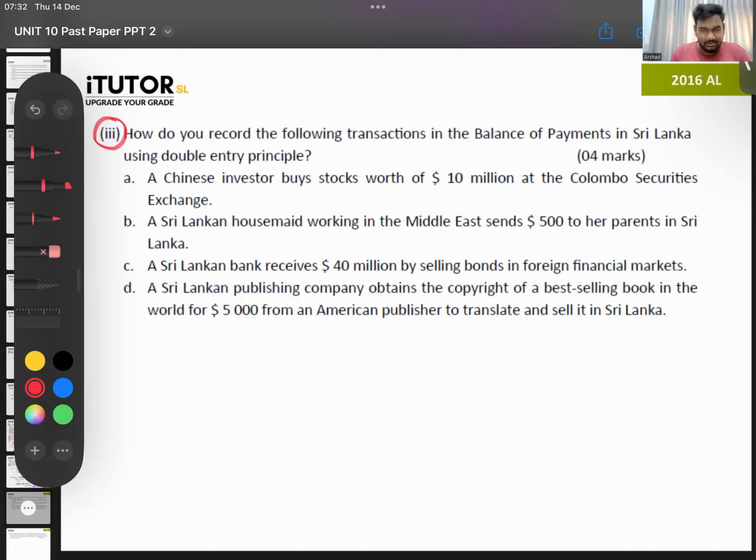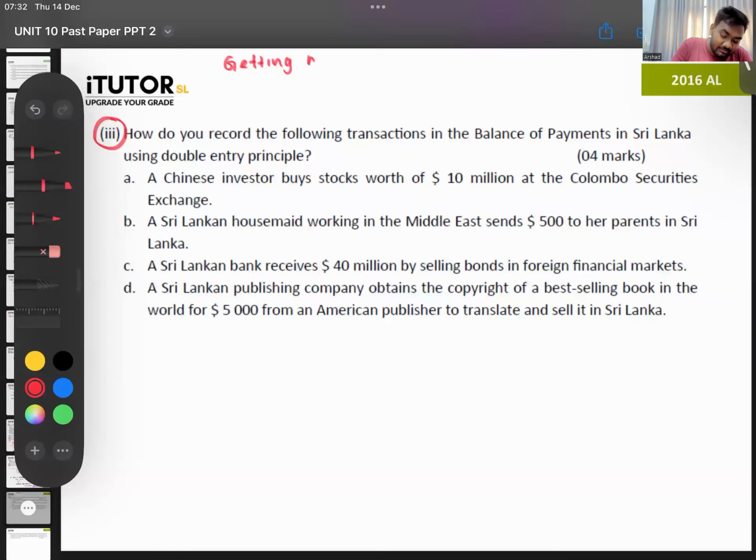So, remember, I have told you all the easiest way when doing double entry. When doing BOP double entry, always figure out: is Sri Lanka getting money or paying money? Because 95% of whatever transaction is about getting or paying money. There can be small donations and those kinds of things, but apart from that, everything else is about getting money and paying money. Every transaction involves money.